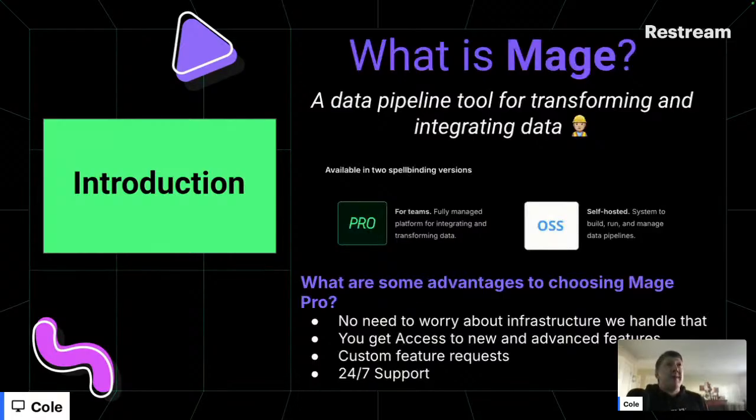So also, if you're new to Mage, you might be asking, what exactly is Mage? Mage is basically a data pipeline tool for transforming and integrating data. We have two versions of our software. One is our Pro version, which is for teams. It's a fully managed platform for integrating and transforming data. Think of this as your enterprise tool for larger teams. And we also have an open source version. It's self-hosted, and it's a system built to run and manage data pipelines.